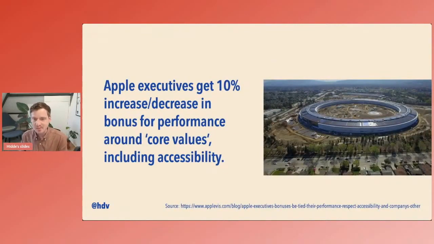The computer maker Apple, they have something new recently introduced where executives get a 10% increase in their bonus payment if they stick to certain performance values, core values, including accessibility. So accessibility is part of their bonus structure. And many of the big tech companies, I mean, I'm naming Apple, but you could name Microsoft and Google. They are super innovative when they invent new technology.